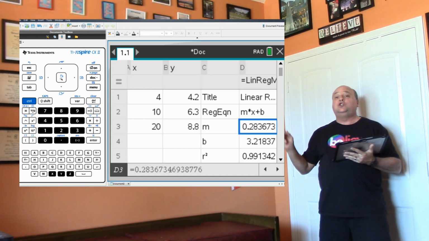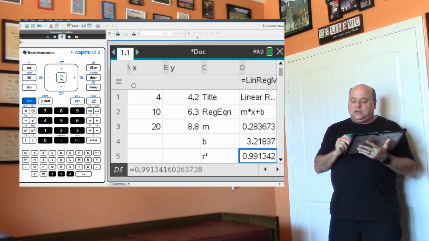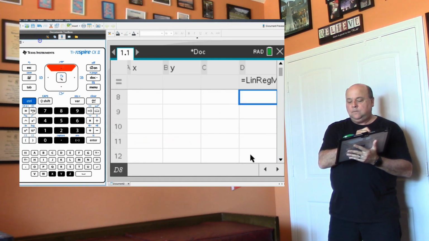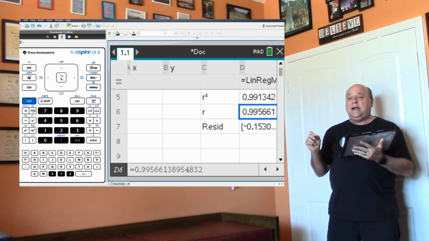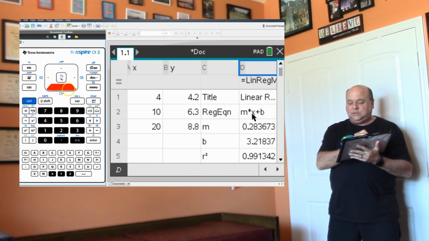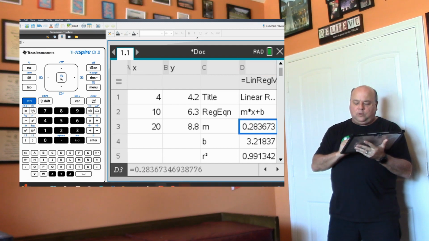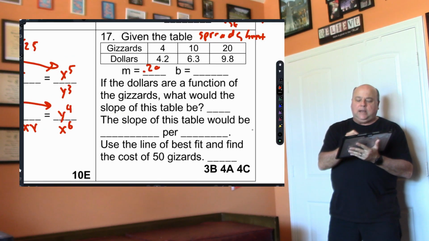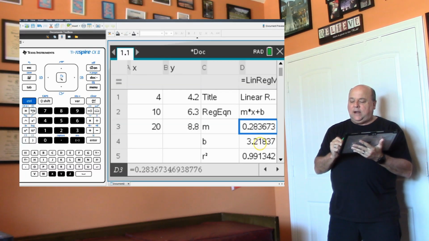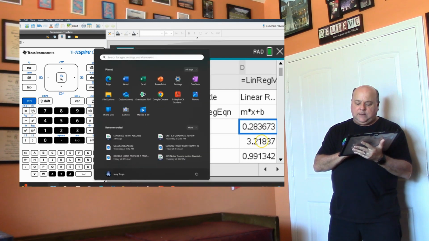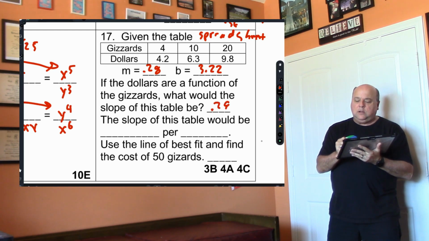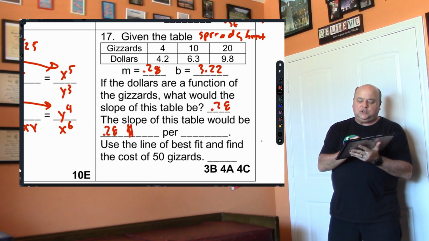Okay, so we're going to round this to the hundredths, like money. Notice also that this is not a perfect line, is it? Because the R is 0.999. That means not every dot's on the line. So when I made this table up, I messed up on one of the calculations, okay? So we're going to use 0.28 for M. And B, we're just going to round this like money. B is going to be 3.22, right? So the slope would be 0.28, which would be $0.28 per gizzard.